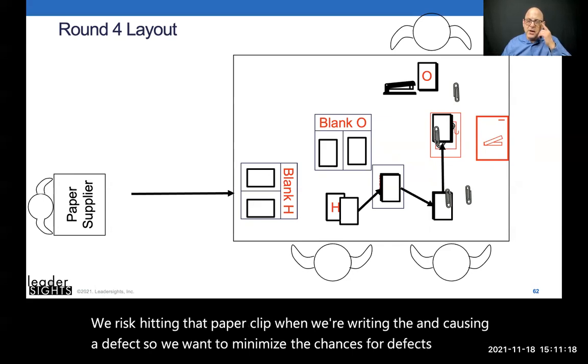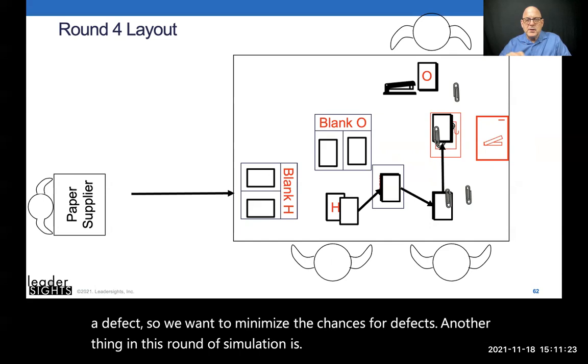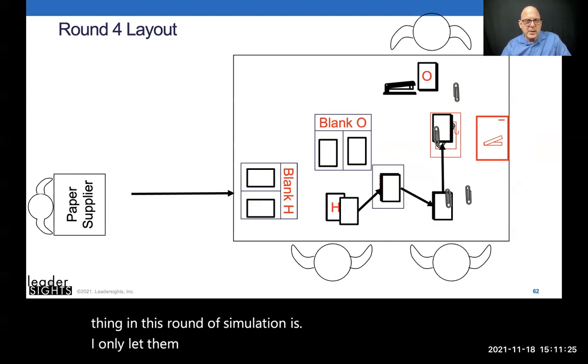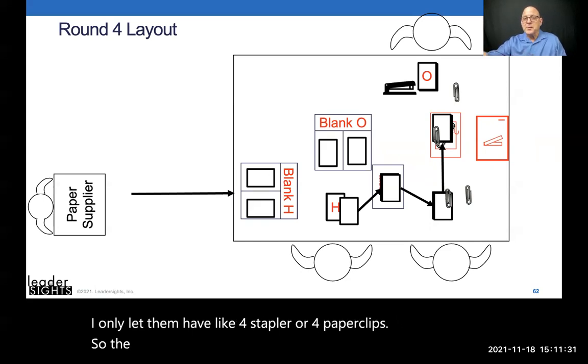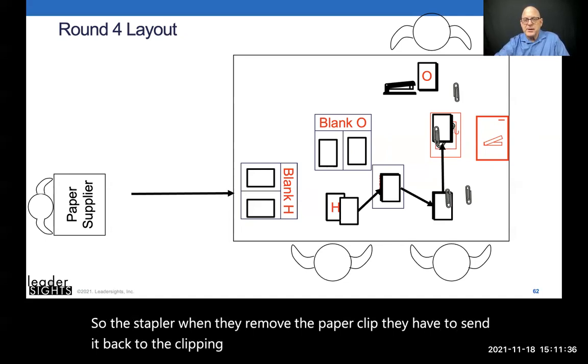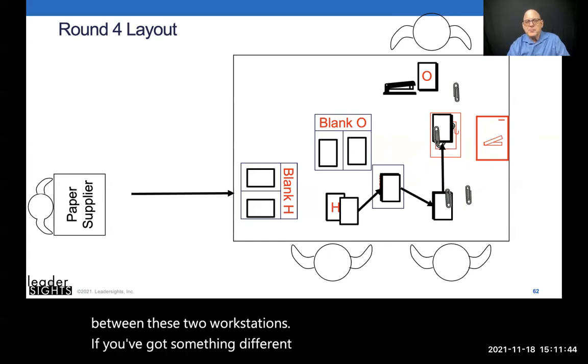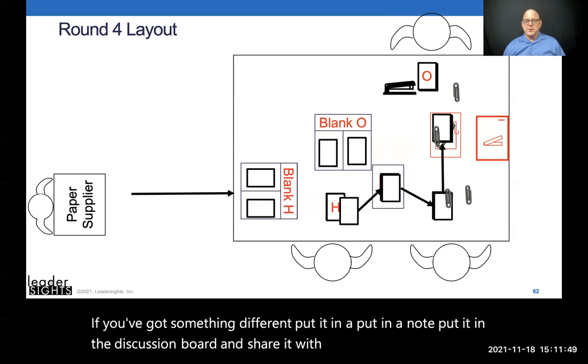Another thing in this round of the simulation is I only let them have like 4 paper clips. And so the stapler, when they remove the paper clip, they have to send it back to the clipping station. So there's a lot of interaction between these two workstations. If you've got something different, put it in a note, put it in the discussion board and share it with us, and let's see what we can do.